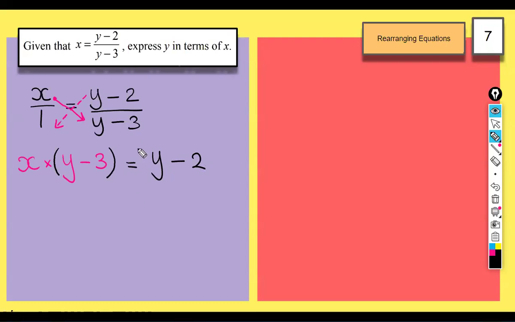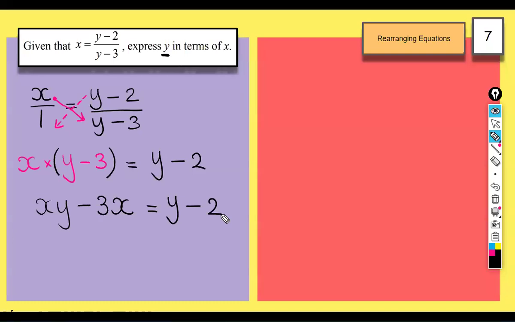Right. Now, keep in mind, we're trying to make y the subject. We're trying to get y alone on one side and everyone else on the other side. So we have to isolate the y's. But first, let me multiply out the brackets. Everyone here gets multiplied by x. x multiplied by y is xy. x multiplied by minus 3 is minus 3x. And then you put what? y minus 2.